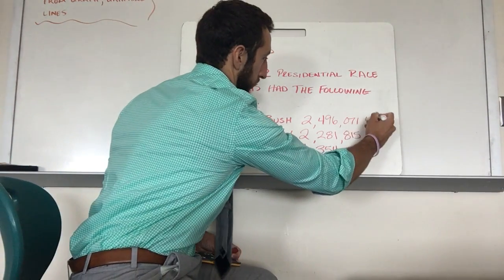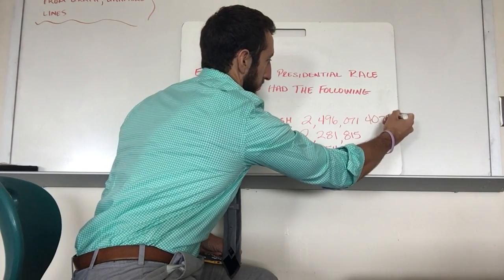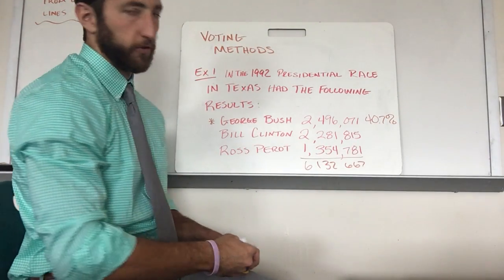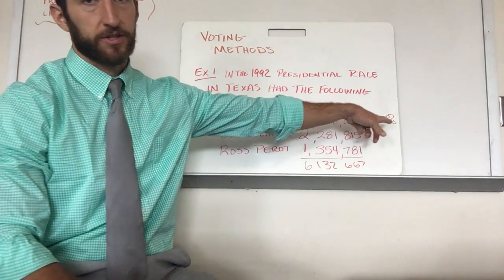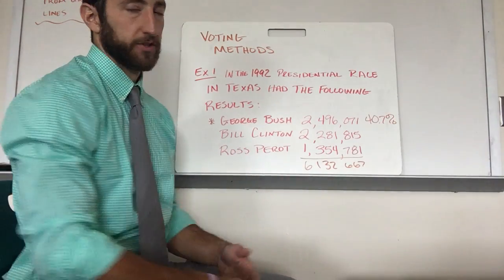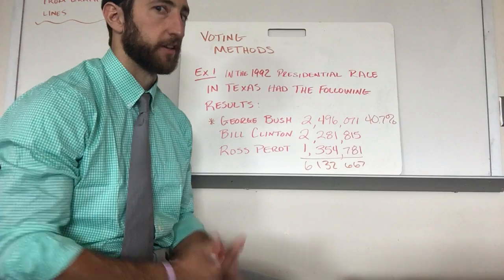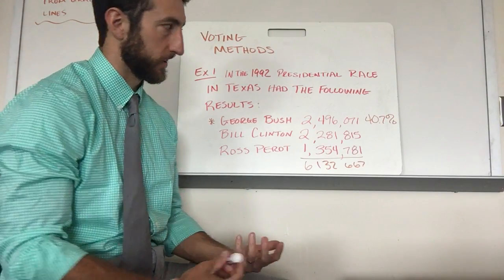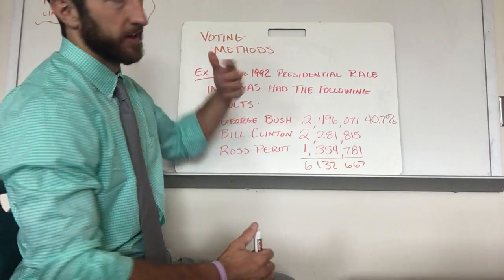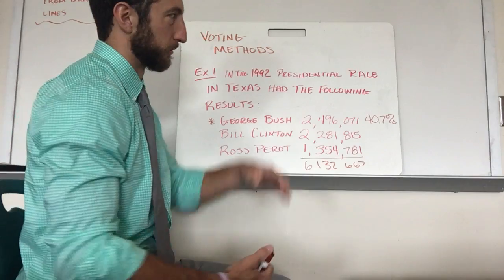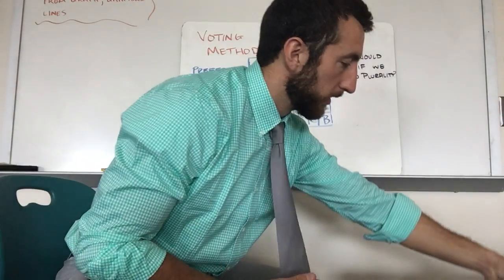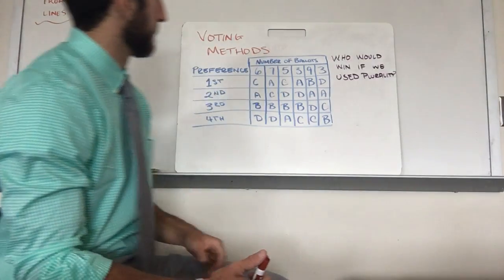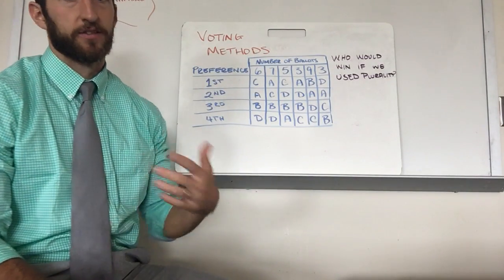So basically 40.7%. In Texas, only 40% of people voted for the winner. So a majority of Texans did not get their first choice vote. That's kind of a problem. That's the issue with plurality: we don't get a majority of the people voting for the winner.